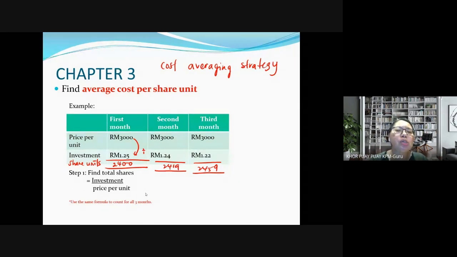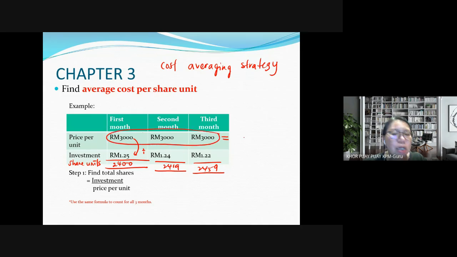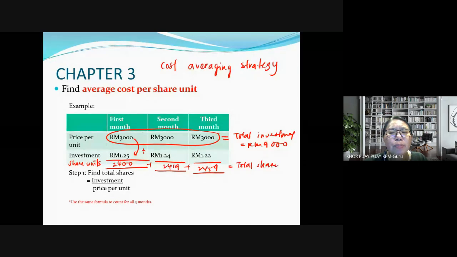So what you do is you take your total investment, which is your first month, second month, third month, you need to add together. That will be your total investment. So altogether you already have 9,000 here, right? Okay, that is your total investment. And you will need to divide by your total share units. So you will need to take this plus this plus this to get your total share units.